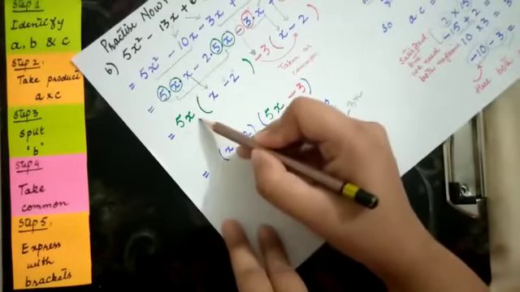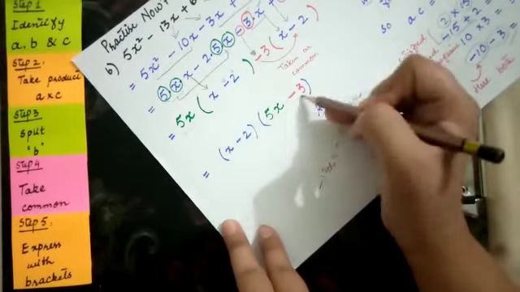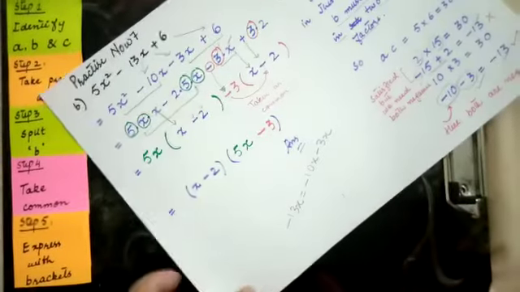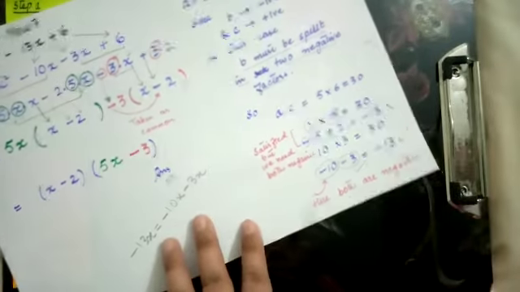Now further 5x and minus 3x, they will be collected in the same bracket and x minus 2 will be written in one bracket. I hope it will be clear to you. It's a very important part of practice 7.